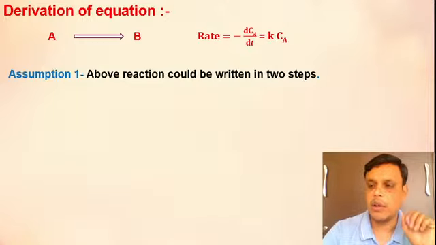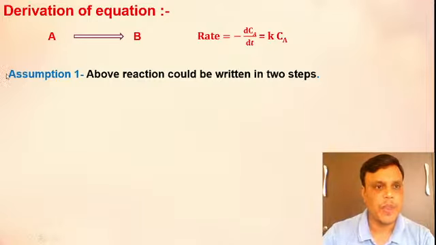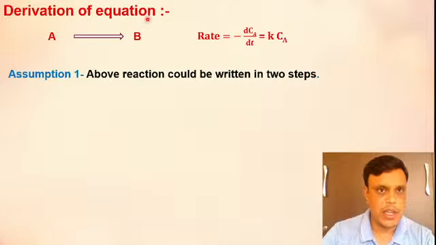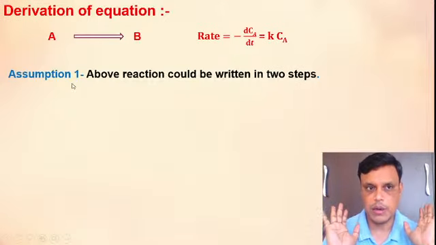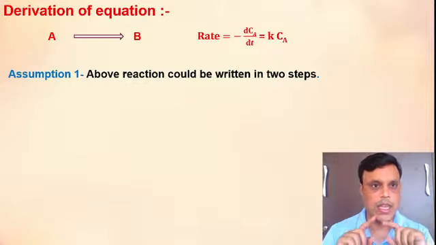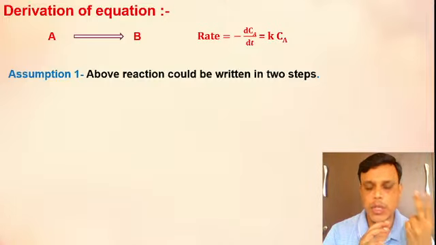What you have to do is apply the assumptions properly while deriving the equation. Now assumption number 1 is on your screen. Assumption number 1: the above reaction could be written in two different steps. You can see the reaction A goes to B. According to assumption number 1, this is not a simple one-step reaction, so it is a two-step reaction.